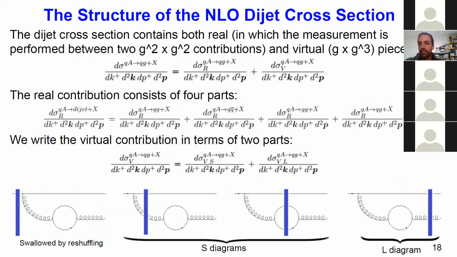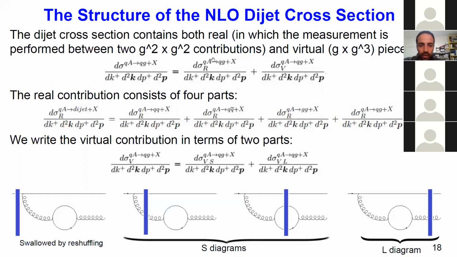And now this is the second part of my talk. This is something that is still ongoing. I'm going to give you some ideas about the virtual contributions. As I mentioned, the full cross section can be written as two parts, the real part and the virtual one.